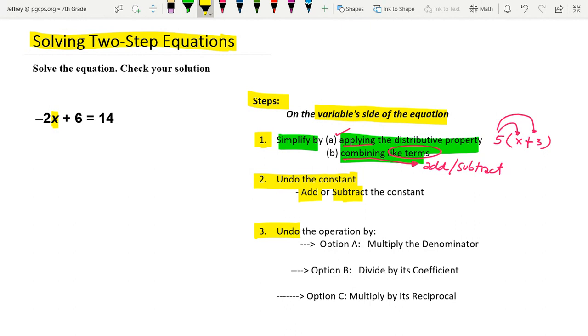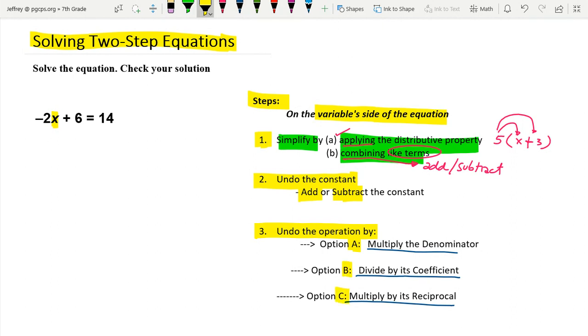Now the third step is to undo the operation by either option: A, multiply by the denominator. If we see a division problem, we multiply by the denominator. If we see a multiplication problem, then we divide by its coefficient. If it's a fraction attached to the variable, then we multiply by its reciprocal.